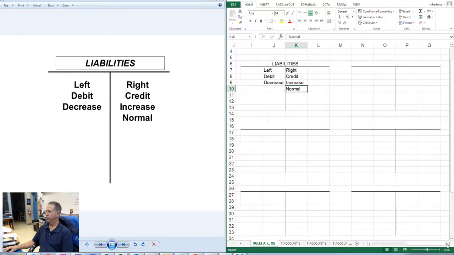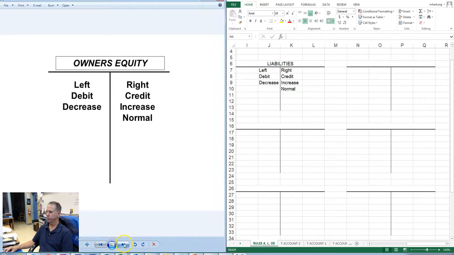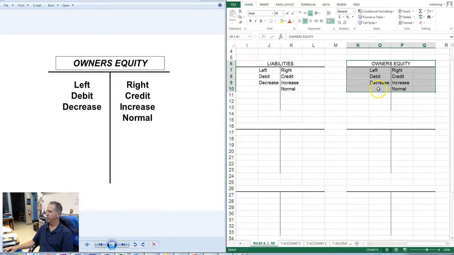And then we can go ahead and do our owner's equity. And those rules are the same as the liabilities. Once again, left, right, debit side, credit side, decrease side, increase side, and normal. So there's our rules. And yes, the rules are the same.